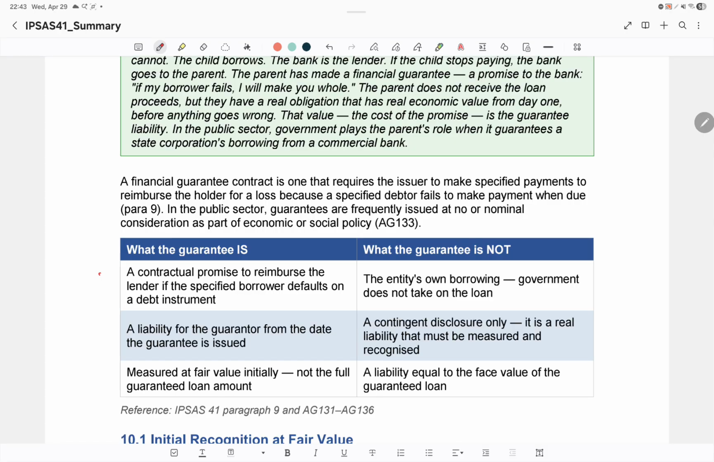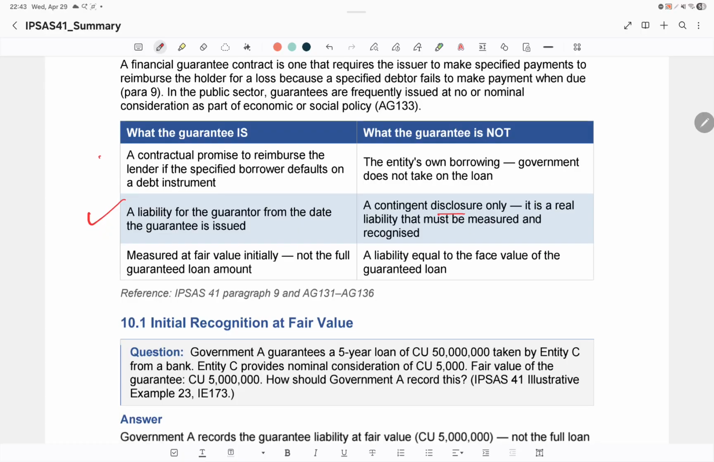It is a liability for the guarantor from the debt the guarantee is issued on. It is not a contingent disclosure only. It is a real liability that must be measured and recognized. It is measured at fair value initially, not the full guaranteed loan amount.